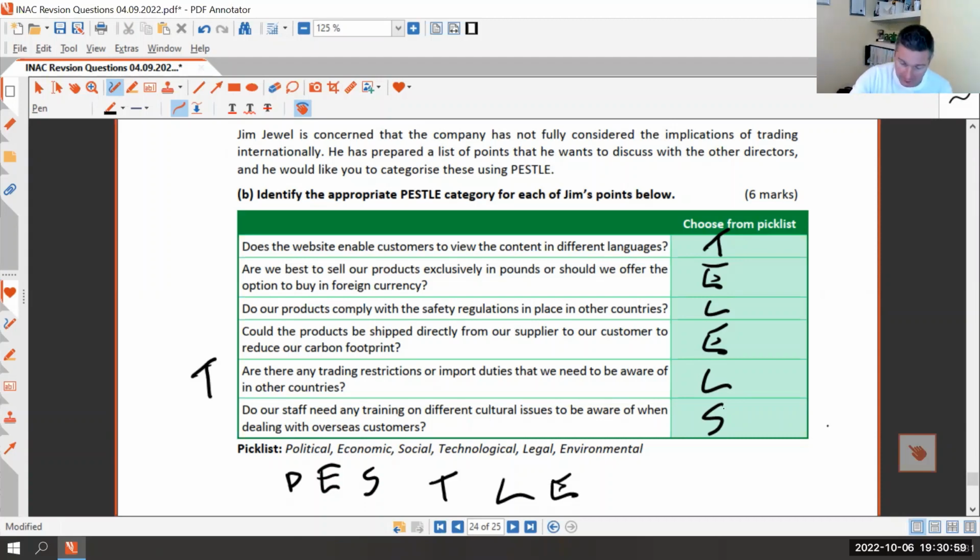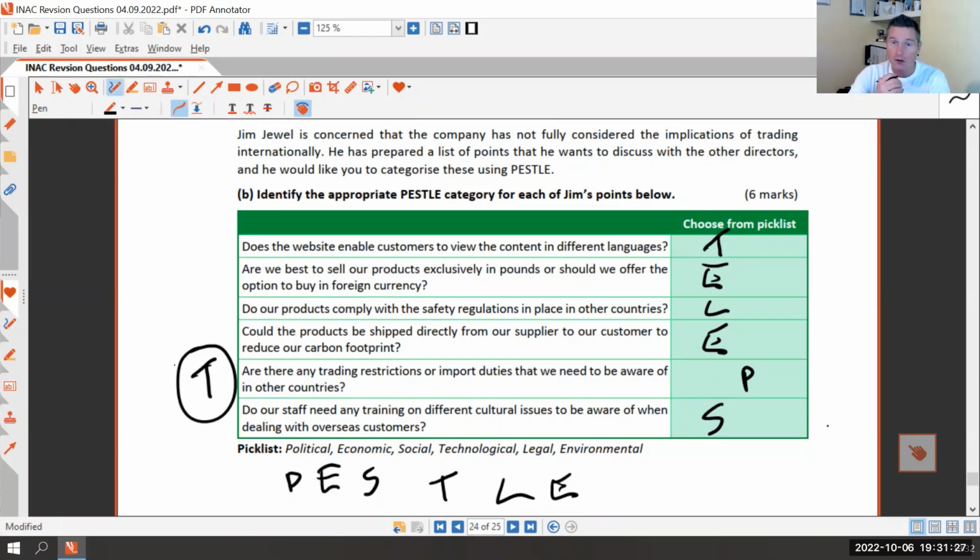Sorry, why put that there? We're missing a P. Which one? Trading restrictions. We've already got legal. That would be political as well. I mean, you could argue that one for both, but we'll go political because we haven't got a P. Cool. But that would also be a nice threat. Cool. And that is PESTLE and that is SWOT.